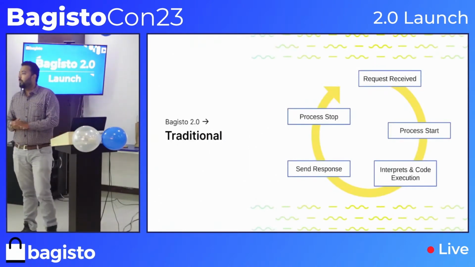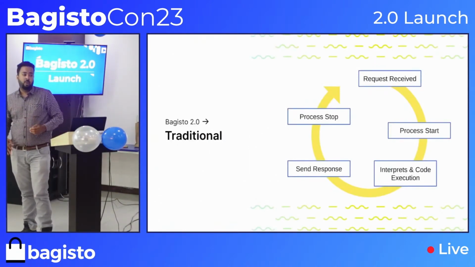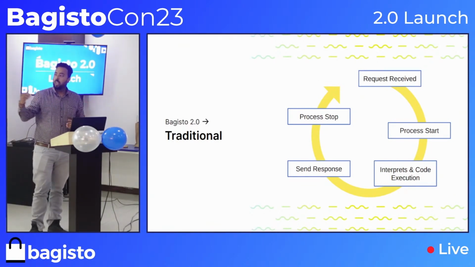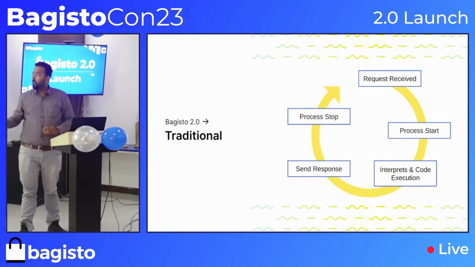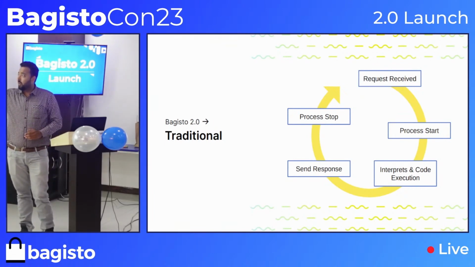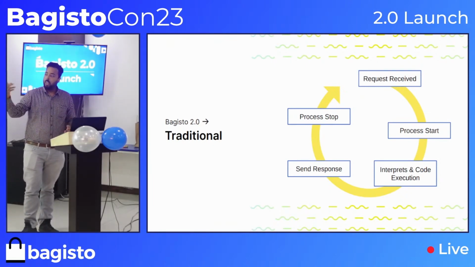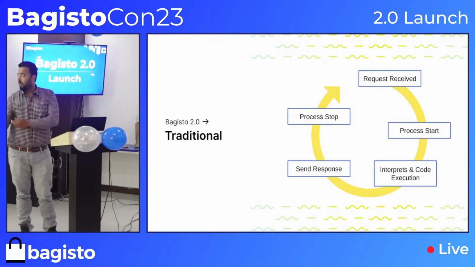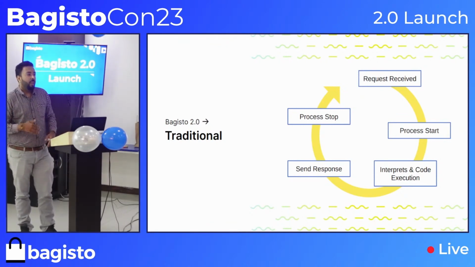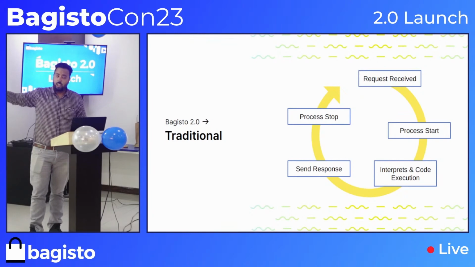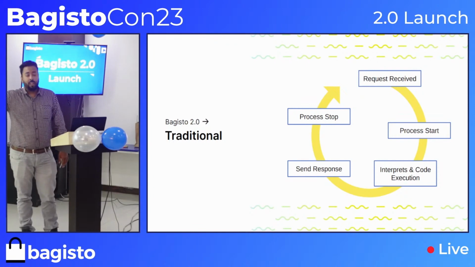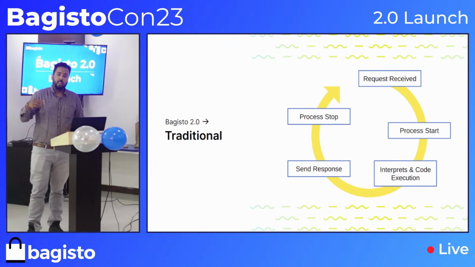So what does the traditional PHP server actually do? For example, in your day-to-day life, you are using a traditional Apache server. What do you do? If a request is received, the process starts, then your code is executed, then the response is sent and the process stops. With every request, this cycle repeats. For example, if you hit the home page, every time this cycle will run, and if you are making multiple requests, this cycle will be repeated again and again.